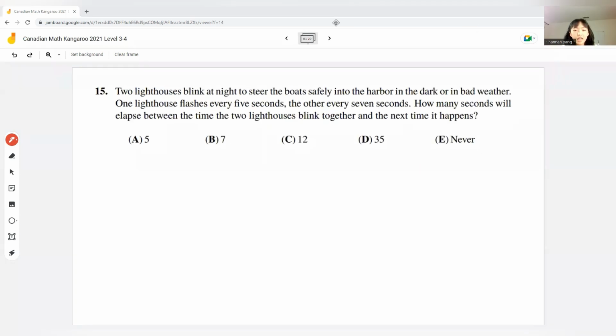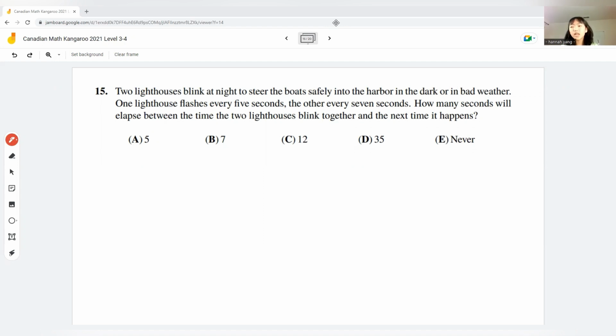Problem number 15. 2 lighthouses blink at night to steer the boat safely into the harbor in the dark or in bad weather. One lighthouse flashes every 5 seconds, the other every 7 seconds. How many seconds will elapse between the time the 2 lighthouses blink together and the next time it happens?